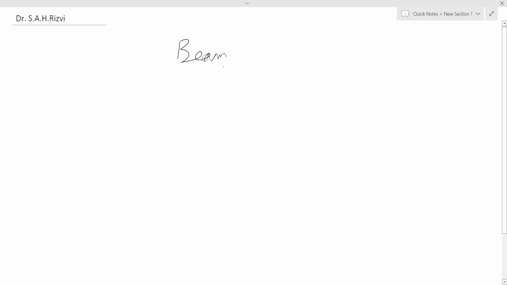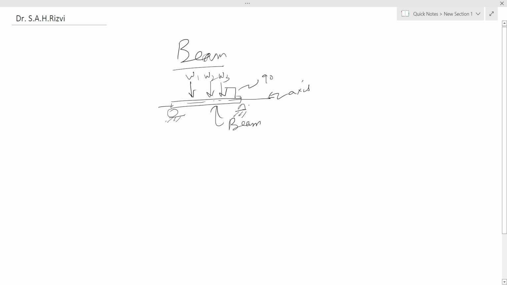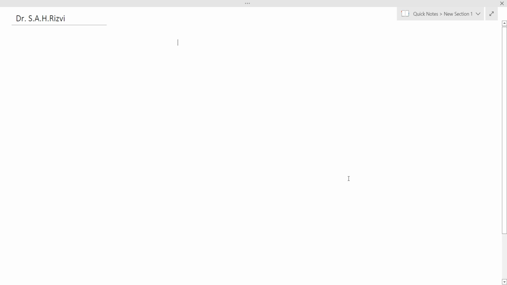Beam is basically a structural member that is acted upon by external forces or external loads, let they be W1, W2, W3, and these loads act at right angle to the axis of the beam. This is the basic definition of beam. Now let us discuss the classification of beam.